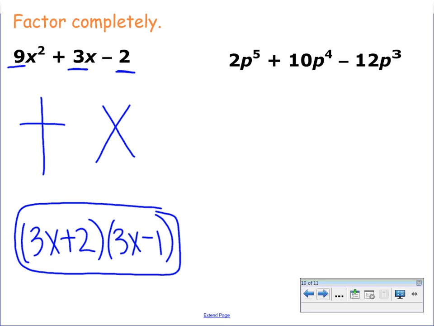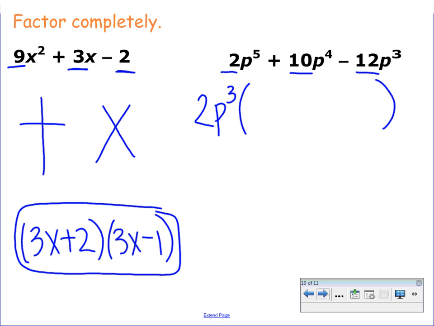Okay, now I'm going to look at this problem, 2p to the 5th, 10p to the 4th, 12p to the 3rd. And I'm going to see, first of all, greatest common factor between 2, 10, and 12. That would definitely be 2. What do p to the 5th, p to the 4th, and p to the 3rd have in common? They have a p to the 3rd in common. So that's the most that I can take out from all 3 terms. I'm going to see what I'm left with.